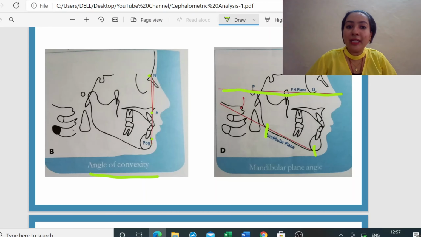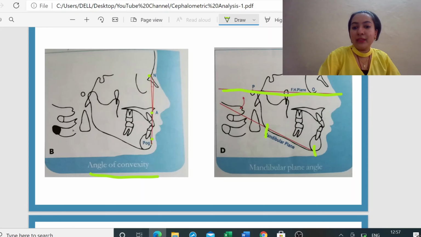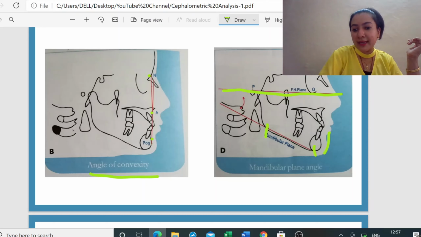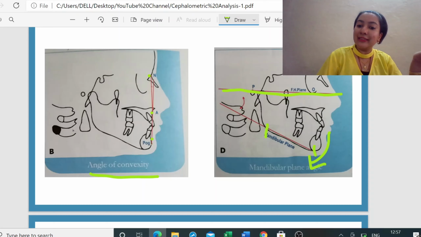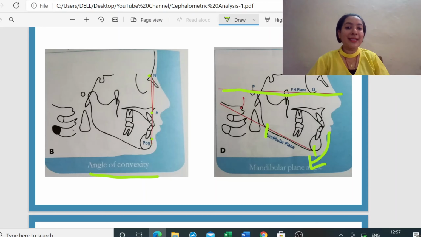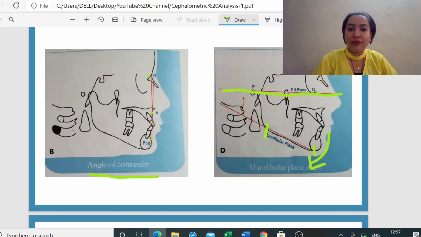Okay, if my mandibular plane angle increases, if it is way beyond my normal range, it indicates that the patient is hyperdivergent. Why? Because if this is the angle and it is increasing, it means my mandible is getting rotated backwards. The patient is becoming hyperdivergent. If my mandibular plane angle is less than the normal value, it is indicative of a hypodivergent facial pattern. Facial patterns can be hypodivergent or hyperdivergent, right?